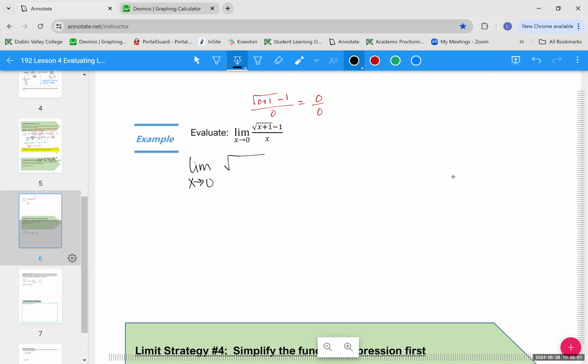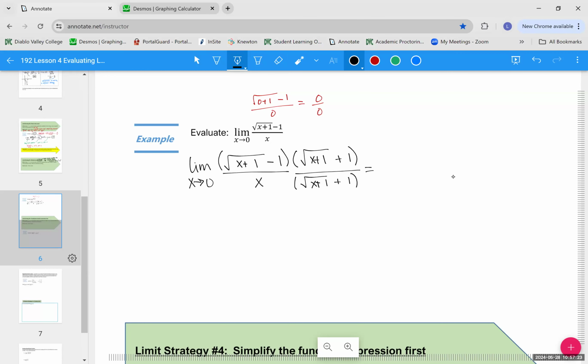I'm just going to write the original problem I have. There's my A minus B. So I'm going to multiply that by A plus B. So I'm just switching the sign in between. But I can't just multiply the top by something. In order to keep it equal, I have to multiply top and bottom by the same thing. So I'm really multiplying by a 1, not changing its value.